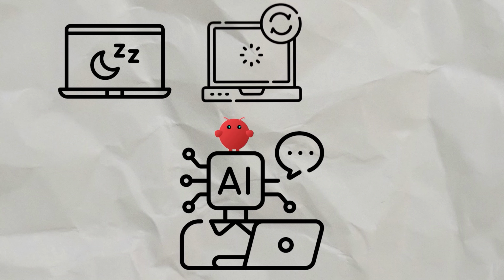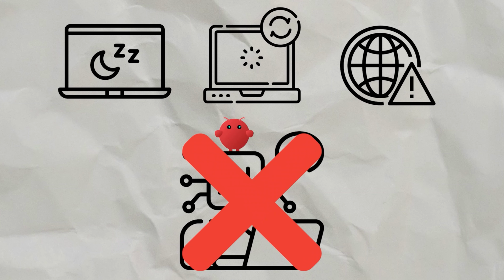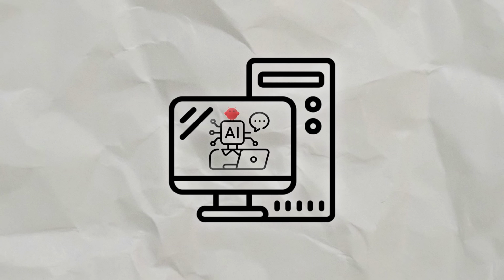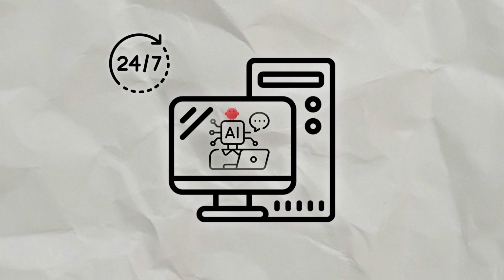And they could be unreliable because the moment your computer sleeps, restarts, or your internet goes down, your assistant goes offline too. The main requirement is simple. Wherever OpenClaw is running, it needs to stay online 24/7. And that's why most people end up using a VPS instead.